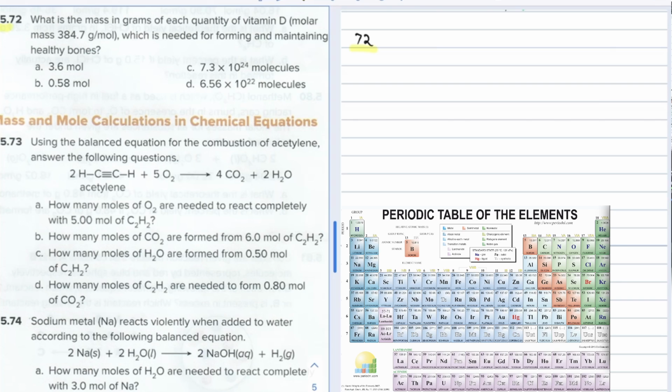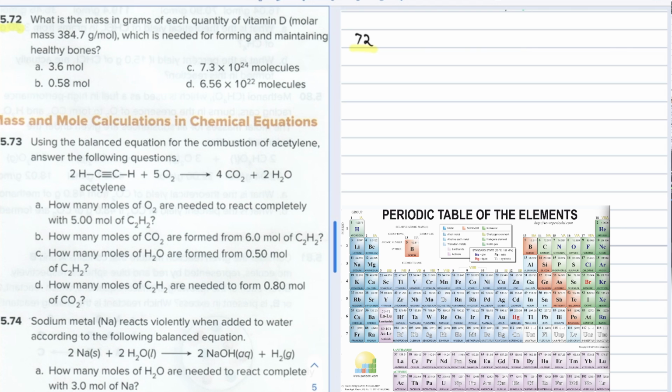Problem number 72. What is the mass in grams of each quantity of vitamin D? It gives you the molar mass of vitamin D, and it tells you it's needed for forming and maintaining healthy bones. So we're given 4 quantities of vitamin D. These two are a certain number of moles, and those two are a certain number of molecules. So how about let's do B and C.